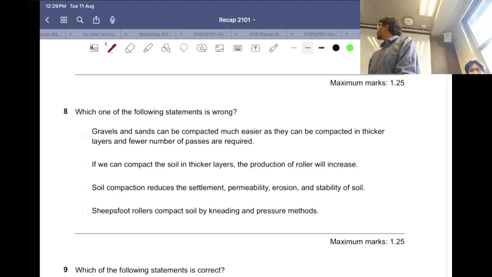So just off reading the question, the third answer says soil compaction reduces settlement, permeability, erosion, and stability of the soil. It says it reduces all four of those, which is not the case. It does reduce settlement, permeability, and erosion, but actually it increases the stability of the soil. So that's the wrong answer here. Oh, the right answer, I guess.